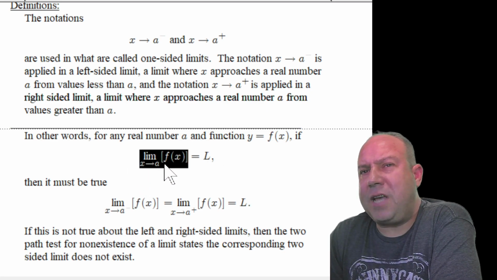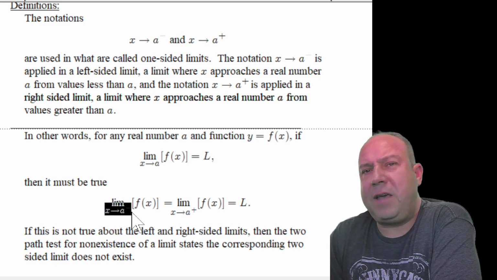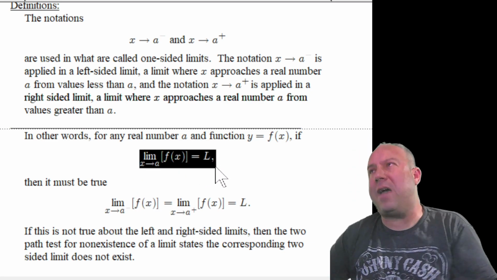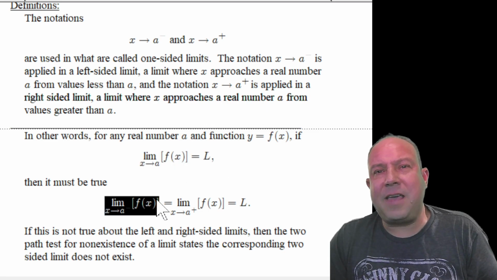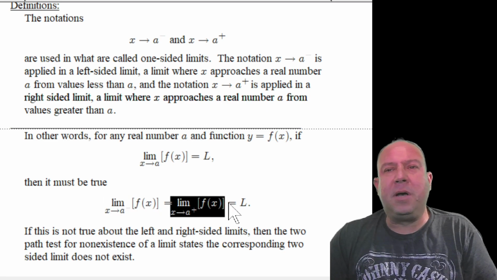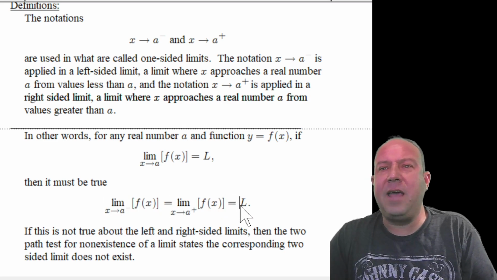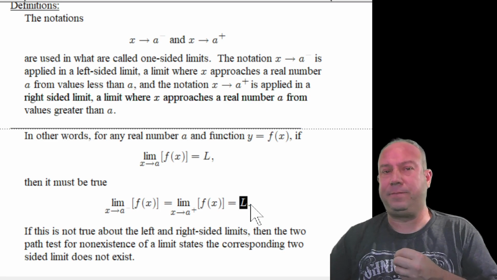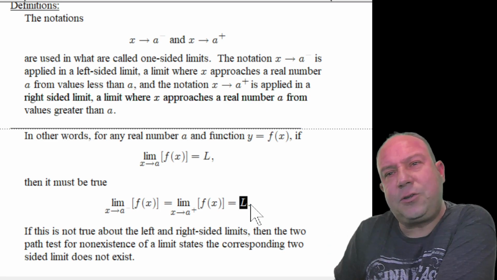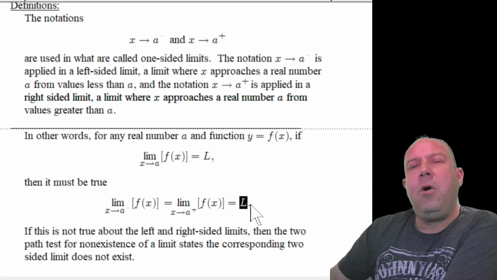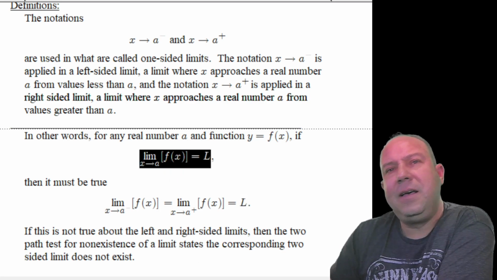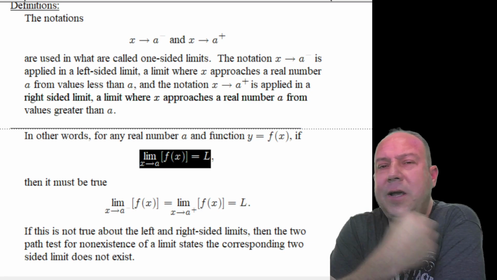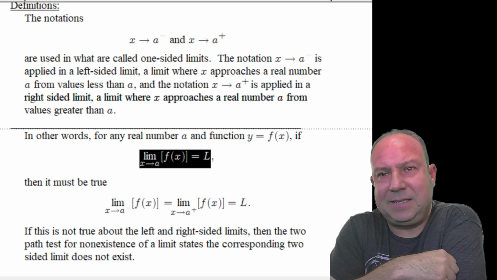If x approaching a implies x approaching a from the left and from the right, then to say that the limit as x approaches a of f of x is equal to L is to say that the limit as we approach from the left must be equal to the limit as we approach from the right, and those two one-sided limits must also be equal to L. If this is not true about those two one-sided limits, what we end up saying about the two-sided limit is that it simply does not exist.